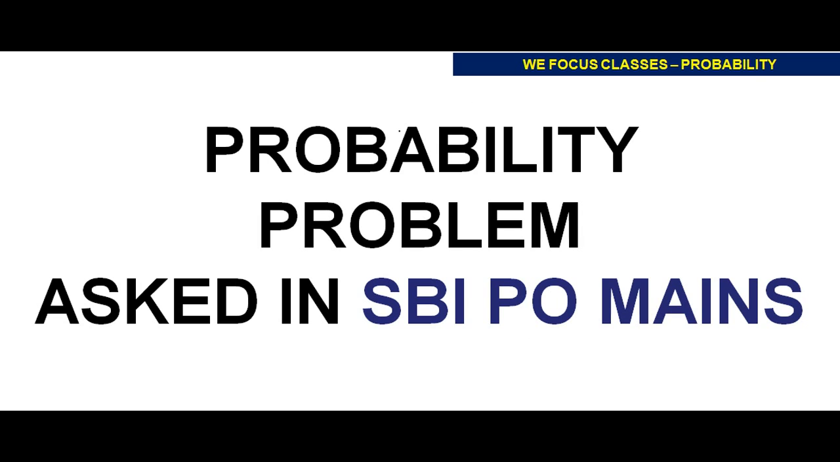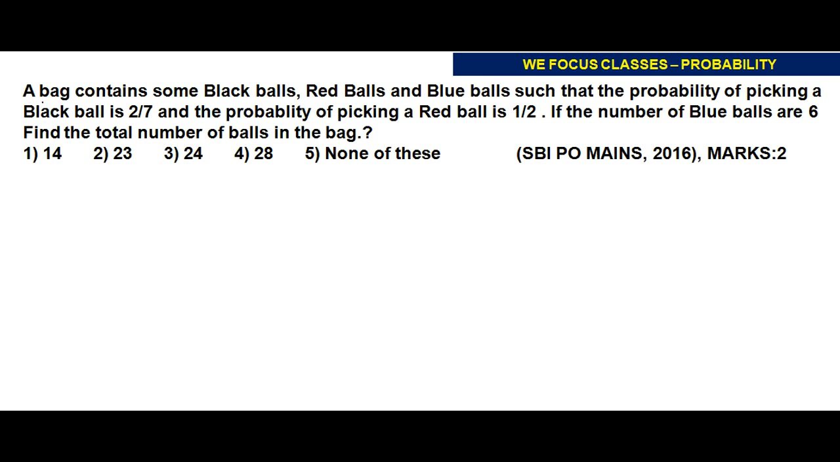In this session, we are going to discuss a problem on probability, and this problem was asked very recently in SBI PO Mains Exam. Let's go through the problem. There is a bag which contains some black balls, red balls, blue balls, such that the probability of picking a black ball is 2/7. The probability of picking a red ball is 1/2. If the number of blue balls are 6, find the total number of balls in the bag. This is the question given to us.